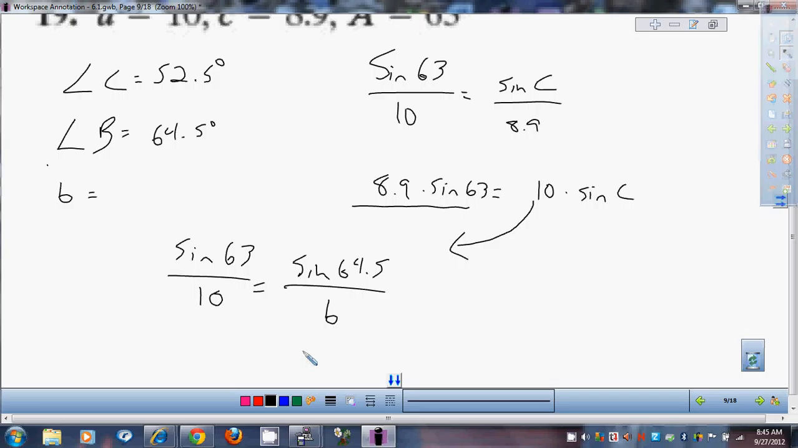Questions about how we solve these one solution problems? You're going to have to start out looking for an angle, and then when you find it, you can find the third one by subtraction, and then you use law of sines one more time to find side B. Questions about the one solution problems? No. That's not the right answer, was it?